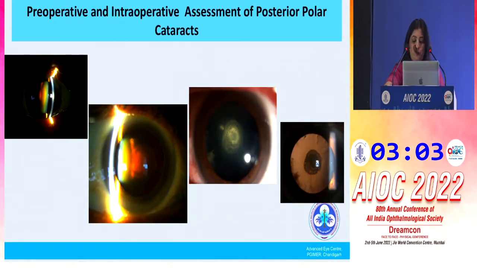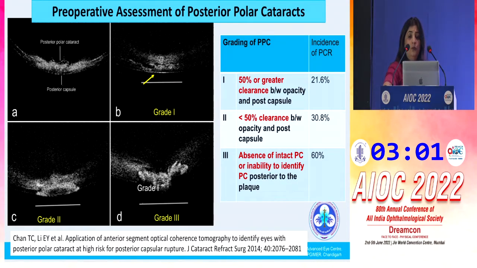Coming next to the posterior polar cataracts. So there are again lots of publications in recent years, but the ones I liked most were the ones in 2014. This was the initial publication where they graded the posterior polar cataracts depending on whether there was a clear space between the posterior polar plaque and the capsule. So if there was no clear space, the type 2 and the type 3 especially, those were at a much higher risk of an incidence of PCR. This was correlated intraoperatively with the preoperative pictures.